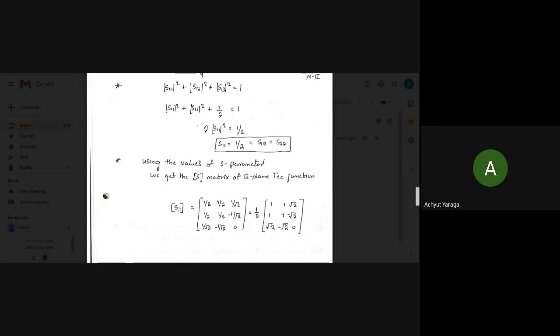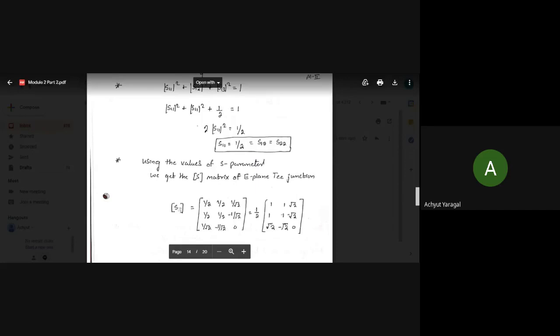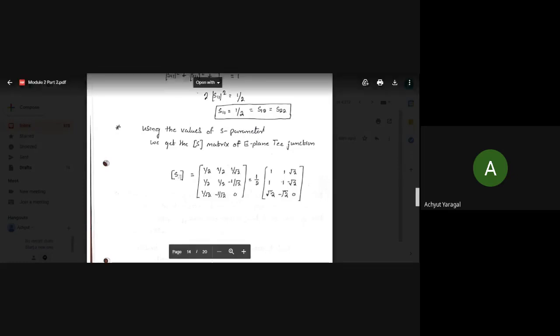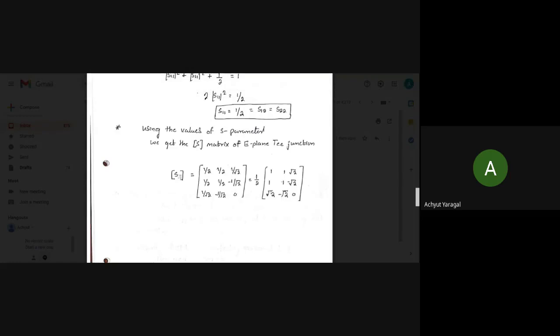So substituting all the S parameter values in the particular matrix here, you will get this S matrix. That is, S is equal to 1 by 2 times the square matrix here: 1, 1, root 2; 1, 1, minus root 2; root 2, minus root 2, 0. This is how we are going to get the E plane T junction S matrix here.